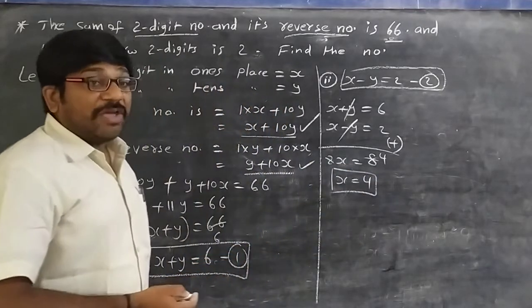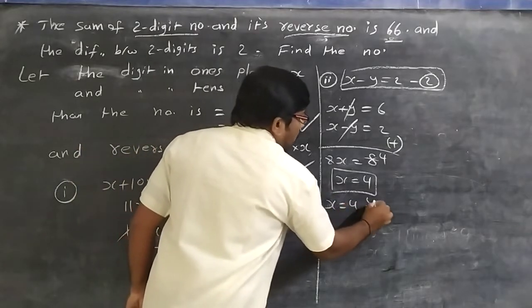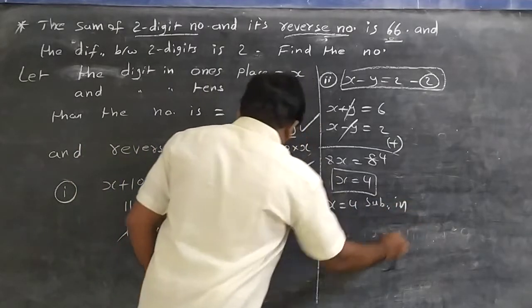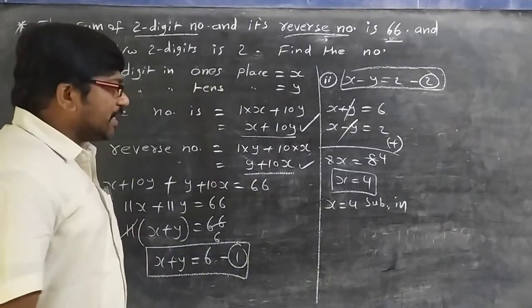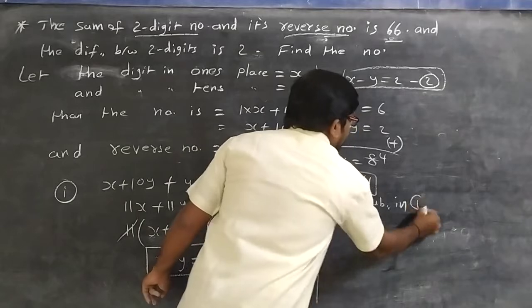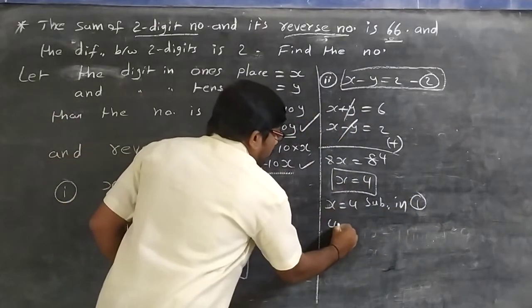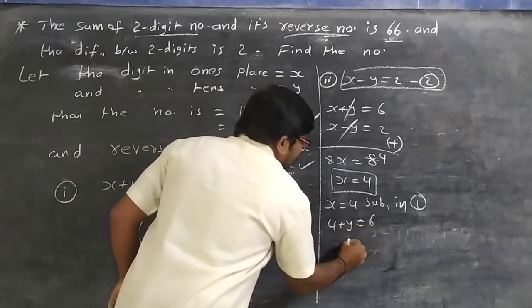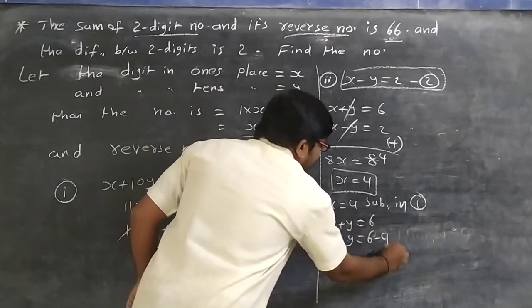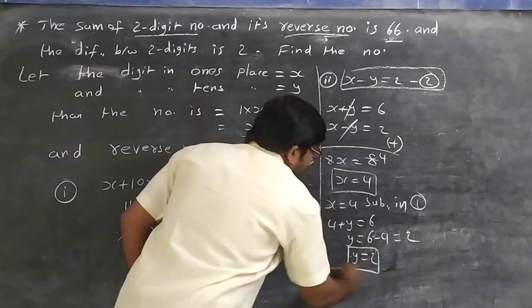Then what about the y value? Substituting the x value, x equal to 4, in 1 or 2, we get the y value, right? So in 1, x plus y equal to 6. x means 4. 4 plus y is equal to 6. Then y is equal to 6 minus 4, that is equal to 2. y is equal to 2, right?